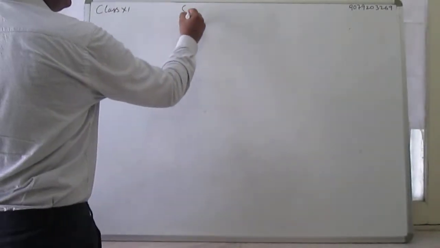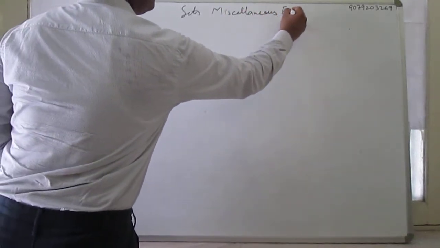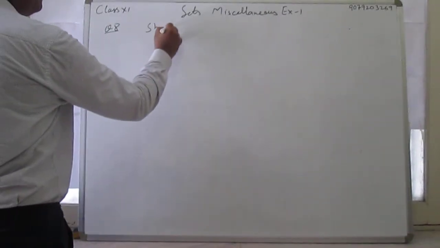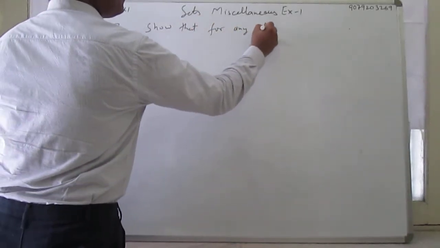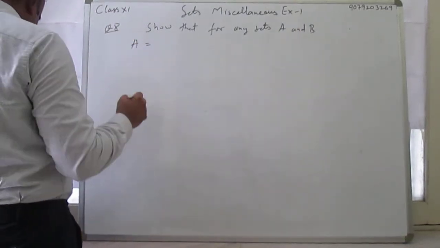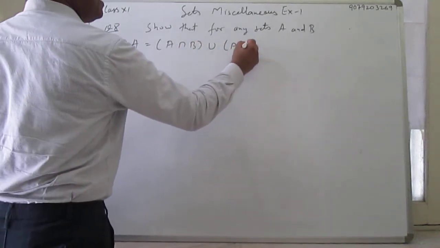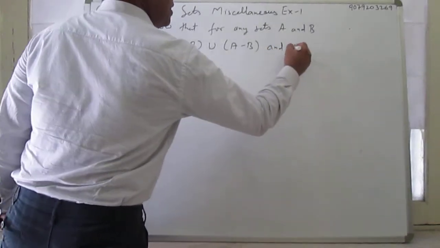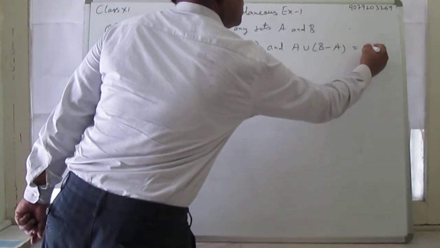Sets. Continue miscellaneous exercise 1. Question 8. Show that for any sets A and B, A is equal to (A intersection B) union (A minus B), and A union (B minus A) is equal to A union B.